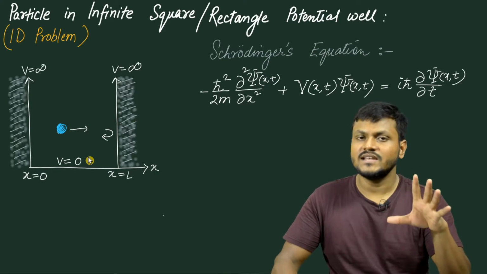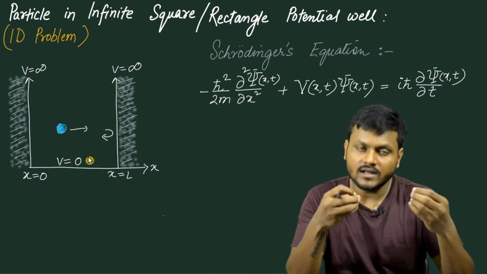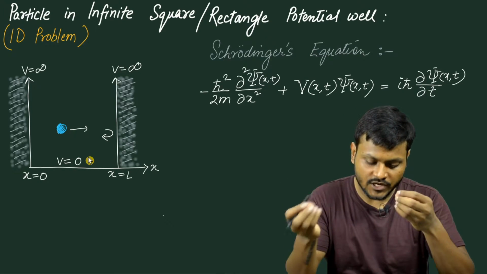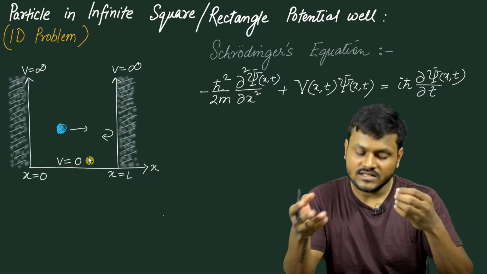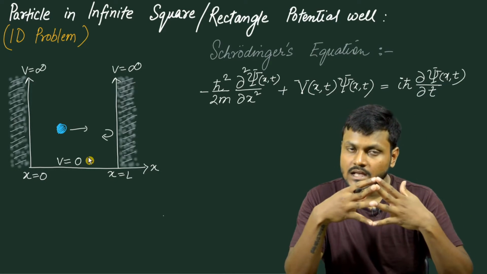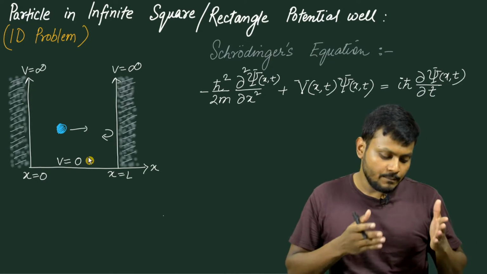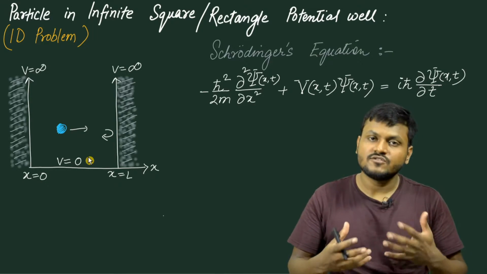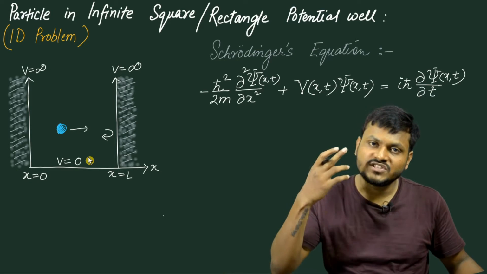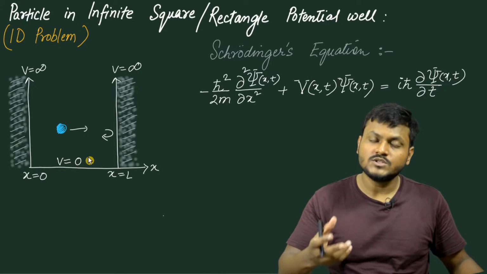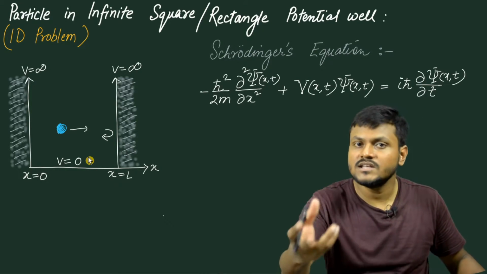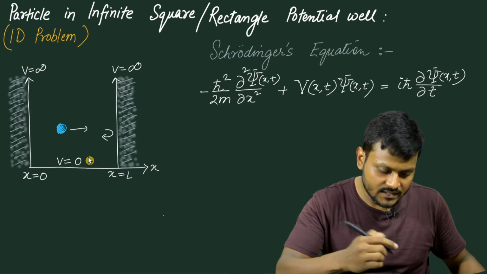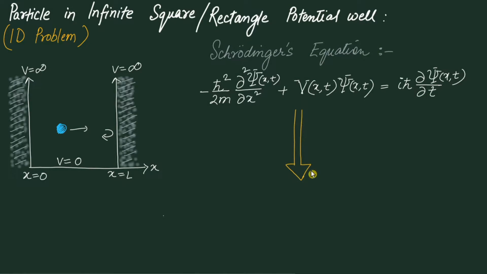Now this equation is a little bit difficult to solve because it contains partial derivatives, it contains potential as a function of x and t, and it also contains wave function as a function of x and t. However, because our problem is quite simple, we can actually transform this equation to a much simpler form. What we can do is convert this time-dependent equation to a time-independent equation. So the time-independent Schrodinger's equation looks something like this.